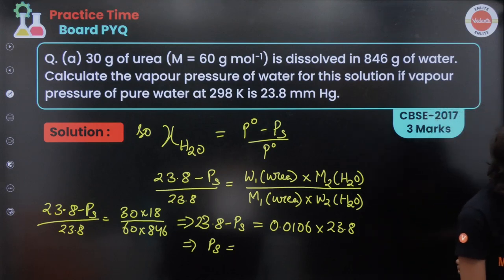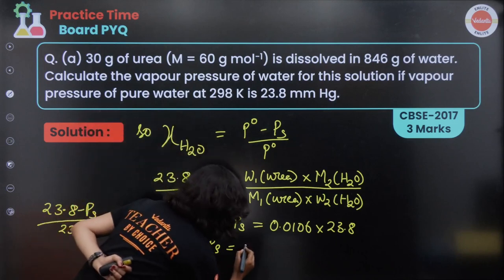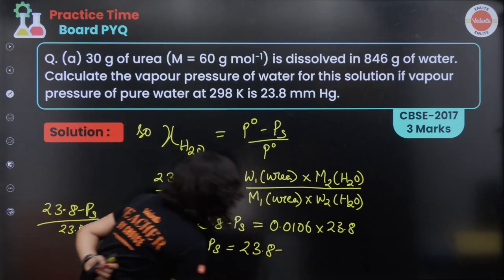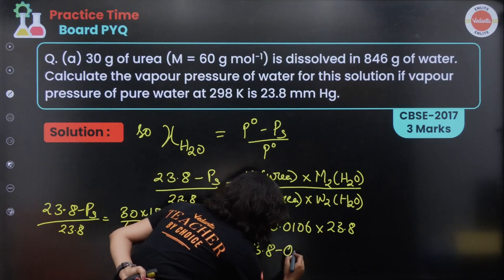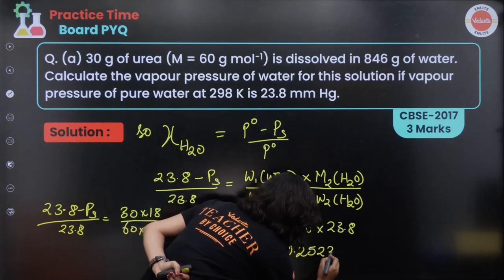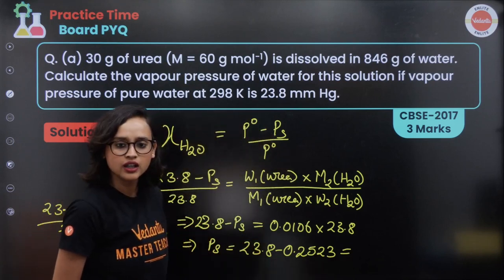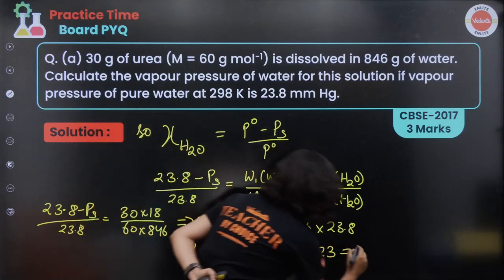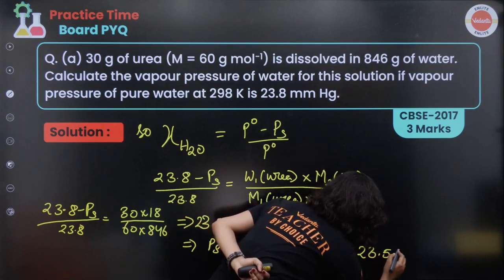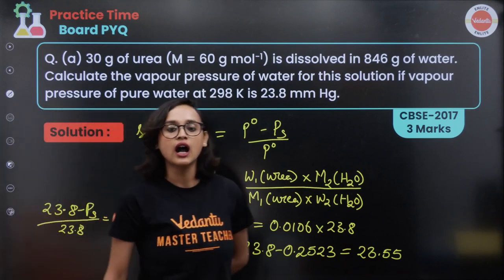Alright, so we are getting a value of 0.2523. Okay, so that means 23.8 minus this value, 0.2523, is equal to, now simple minus, right? It will be 23.55. So that is your answer.